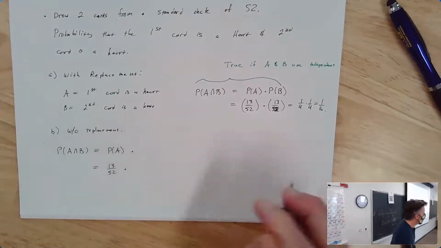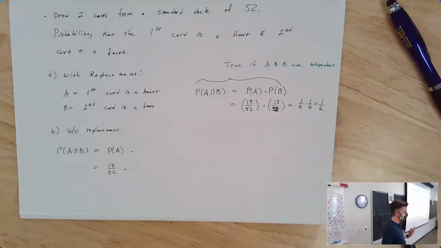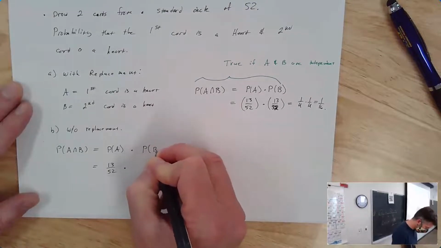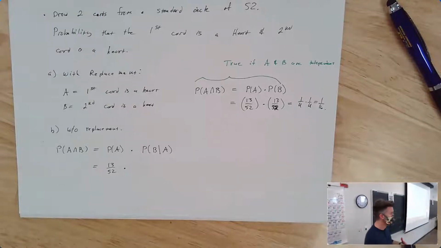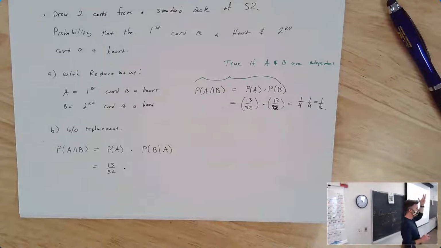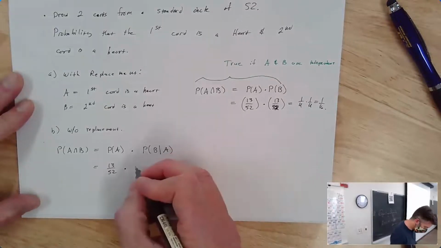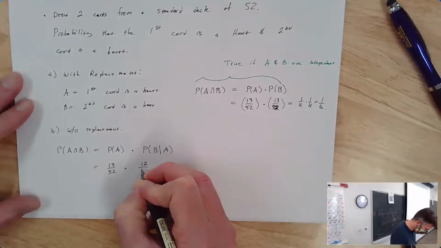Times, well, now the second probability is a little different. It's not just the probability that the second card's a heart, it's the probability that the second card's a heart, given that the first card was a heart, which is a conditional probability. It's a probability based on having some prior knowledge. So if the first card was a heart, how many hearts are left in the deck? What's the probability of drawing one of those hearts? 12 out of how many? 51. Right, because we already took one card out of the deck. So the probability of getting a heart, given that we already drew a heart, is 12 out of 51.